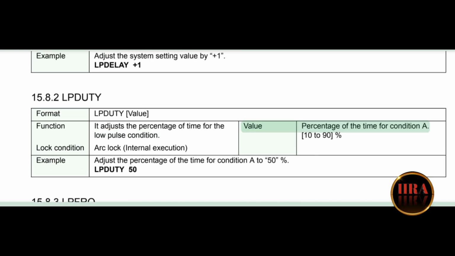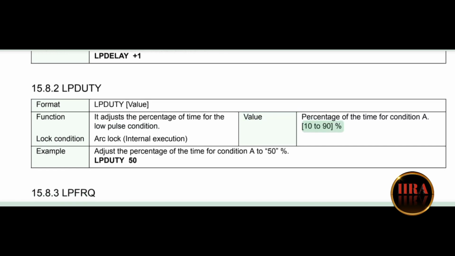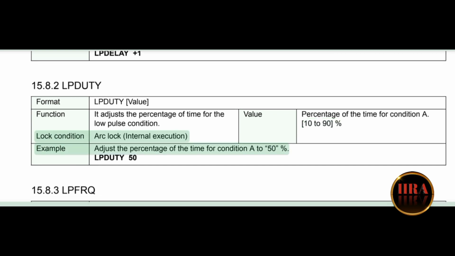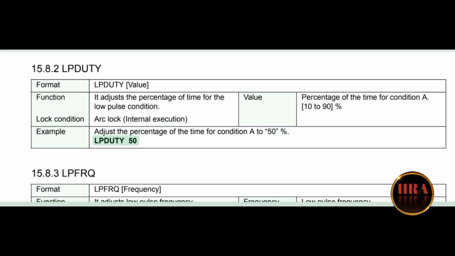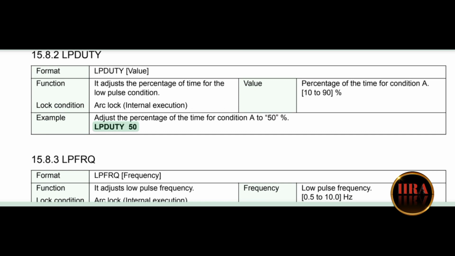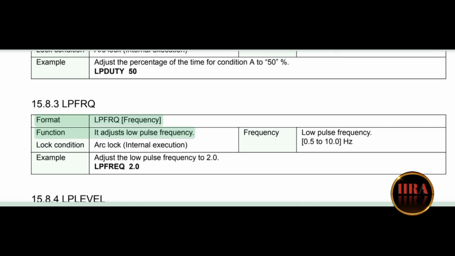Value: percentage of the time for condition A, 10 to 90%. Lock condition: arc lock, internal execution. Example: adjust the percentage of the time for condition A to 50%. LPDUTY 50. Format: LPFRQ, frequency. Function: it adjusts low pulse frequency.